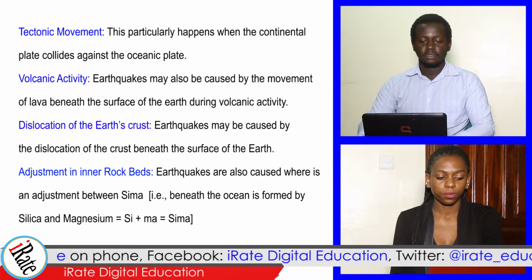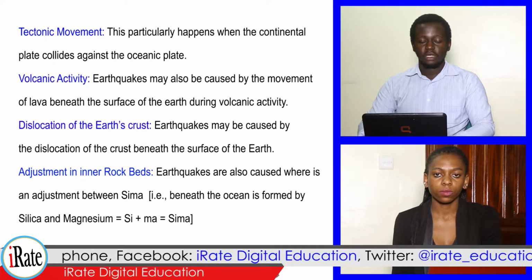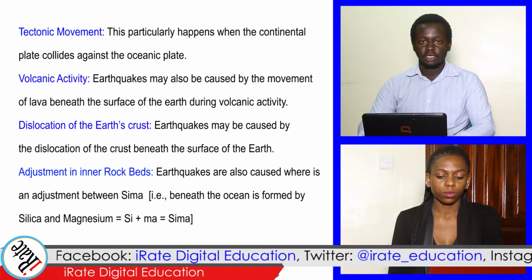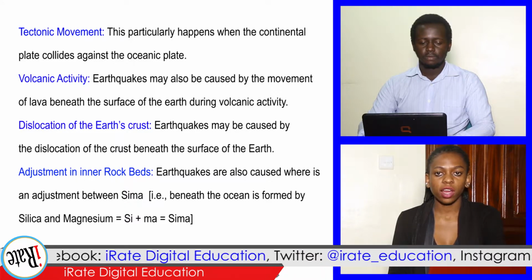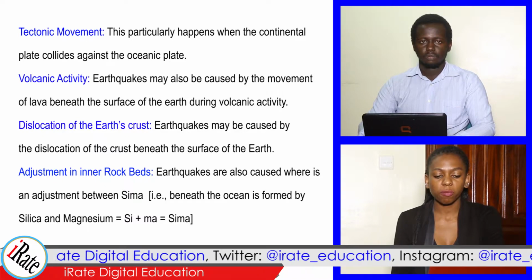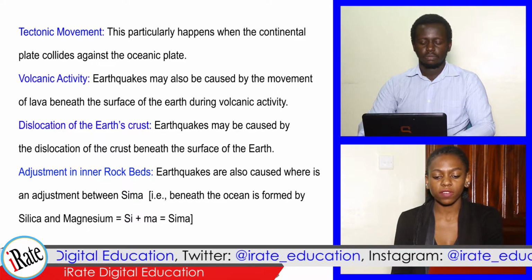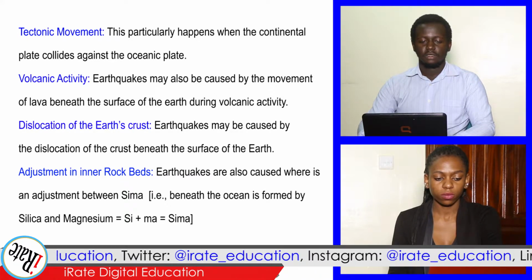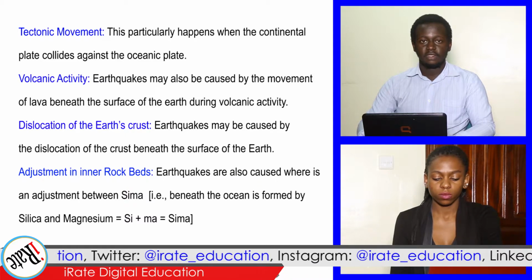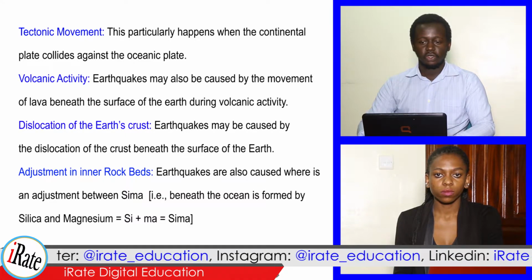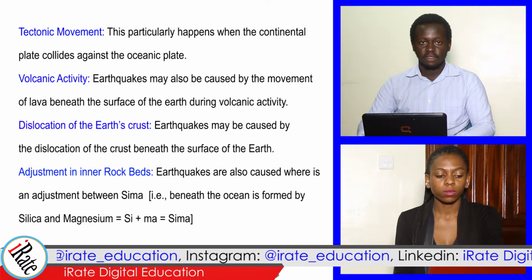Tectonic movement. This particularly happens when the continental plate collides against the oceanic plate. Number 2, volcanic activity. Earthquakes may also be caused by the movement of lava beneath the surface of the earth during volcanic activity. 3. Dislocation of the Earth's crust. Earthquakes may be caused by the dislocation of the crust beneath the surface of the earth.